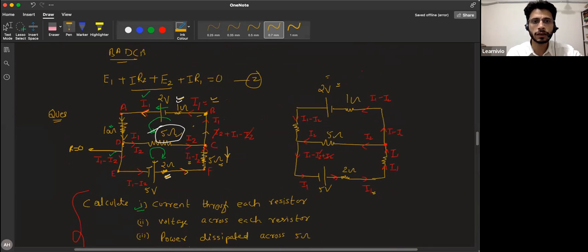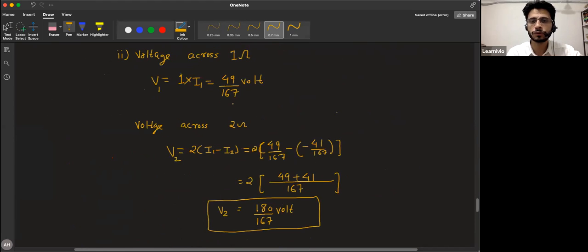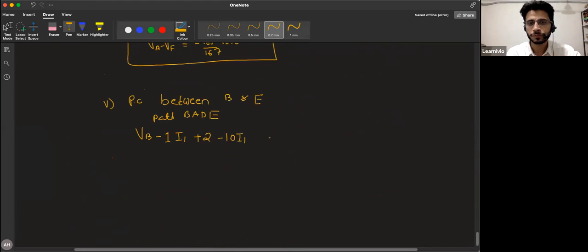Then again, going from D to E, there is no resistor here, so no voltage drop. But it's E, so it's minus VE equal to 0. So you can write VB minus VE as I1 times 10 minus 2, plus 10.